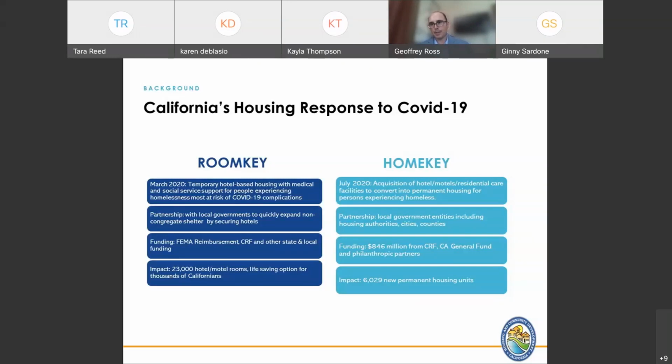We used the CRF, the coronavirus relief funds, the $750 million, to really pay for and create the units, and we used that general fund and that philanthropic money to really kind of create the operational supports. What that did is from July of last year to the end of December, I think a lot of folks here will know, the CRF deadline got pushed. We actually expended all the CRF funds the day before that deadline expired, and that allowed us to, within that 6 months' time, bring online 6,000 units that we didn't have before.